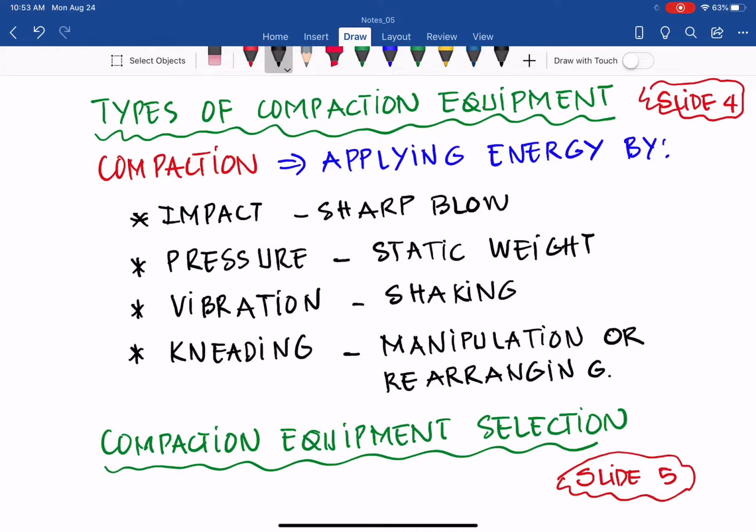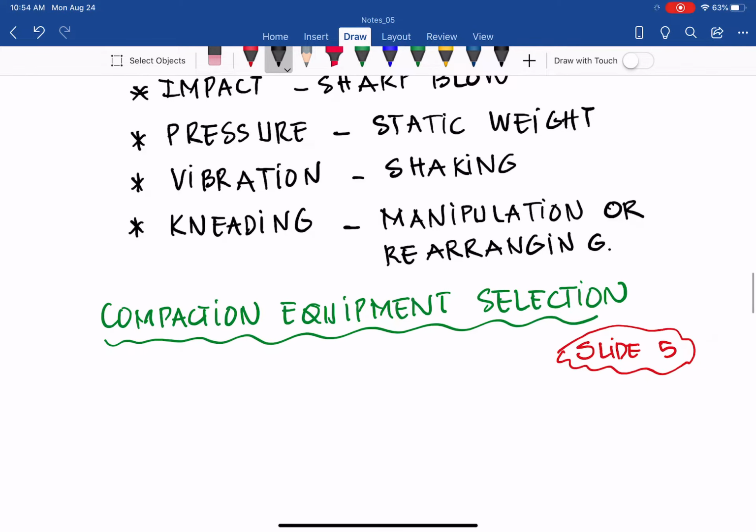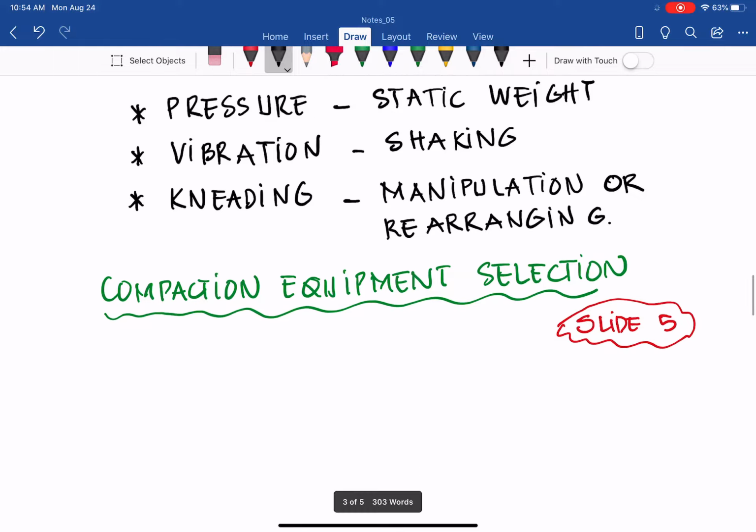And the last one is kneading. Basically, we manipulate and rearrange the soil so that the void and the air get out and the soil occupies the space, and we increase the desired dry density of the soil. Depending on the type of materials, we can select equipment for different types of material, and that was also discussed in the first lesson video of this class.